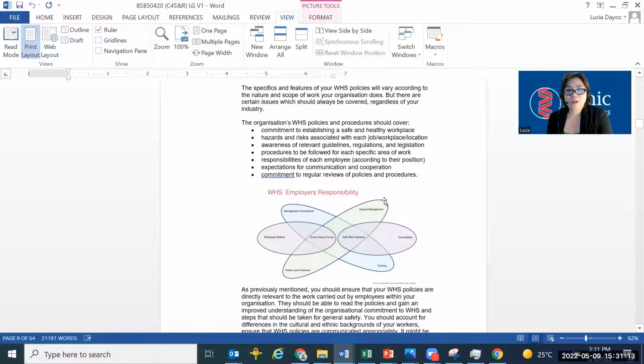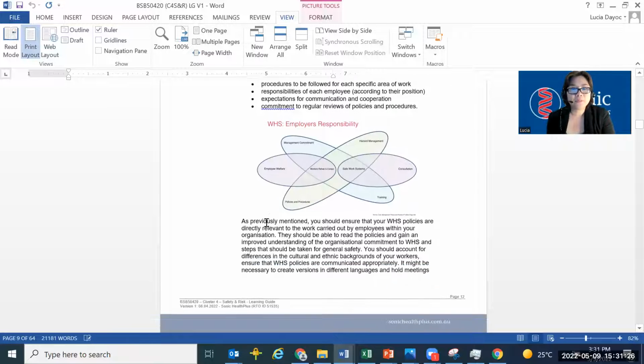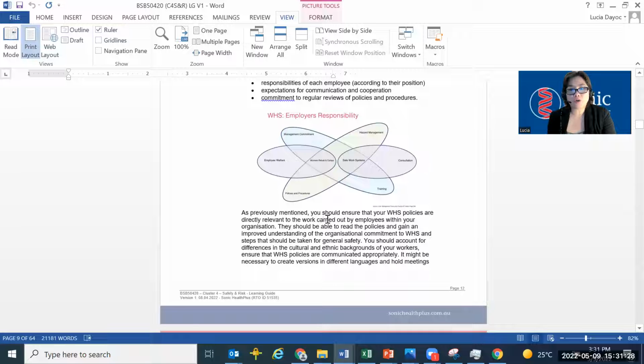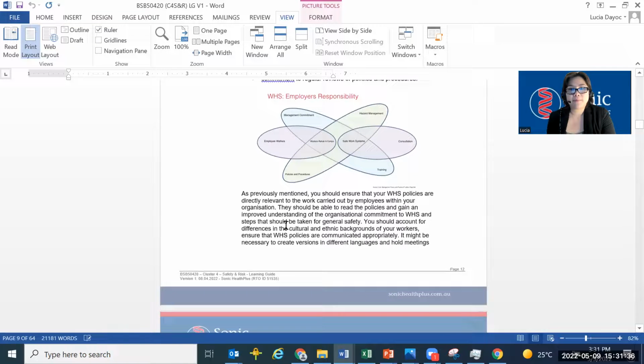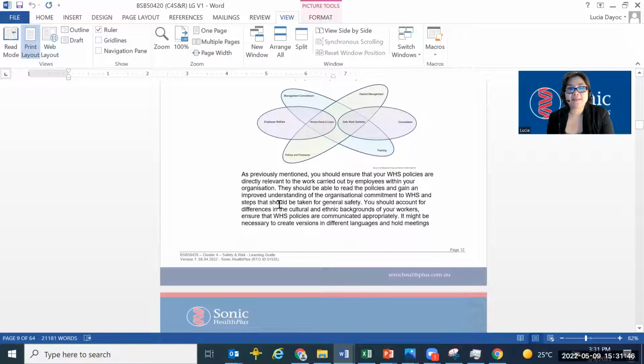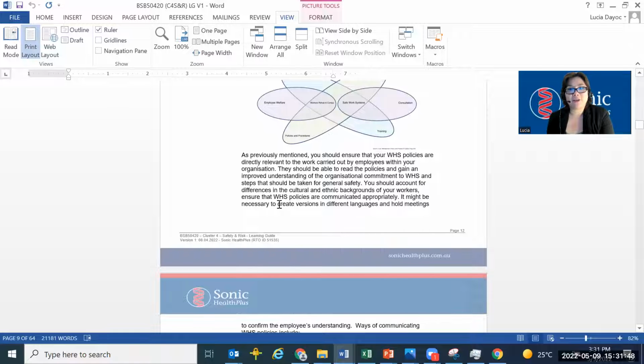So in this icon here, or what's called image here, it shows that everything crosses over each other, but those points need to be covered in any type of business. As previously mentioned, you should ensure that your policies are directly relevant to the work carried out by the employees within your organization. They should be able to read the policies easily and understand, and gain an improved understanding of the organizational commitment to work health and safety, and steps that should be taken for general safety.